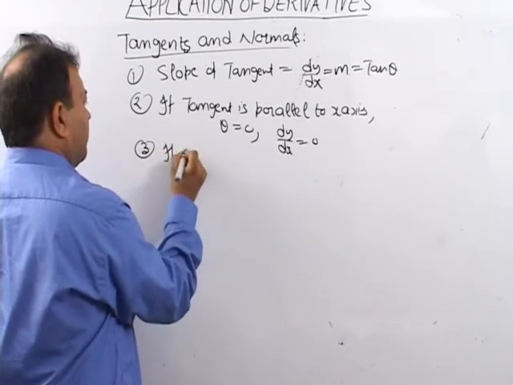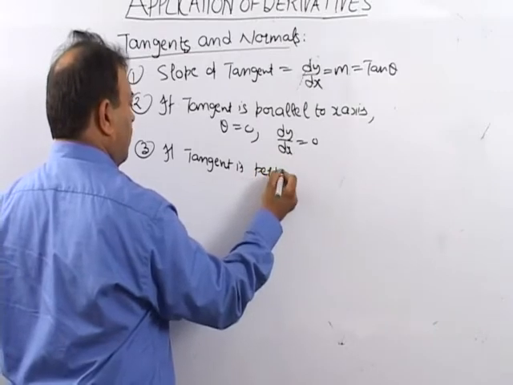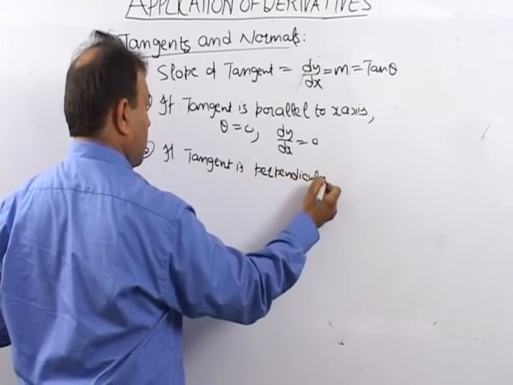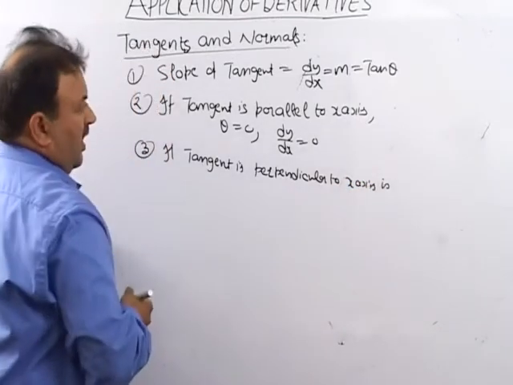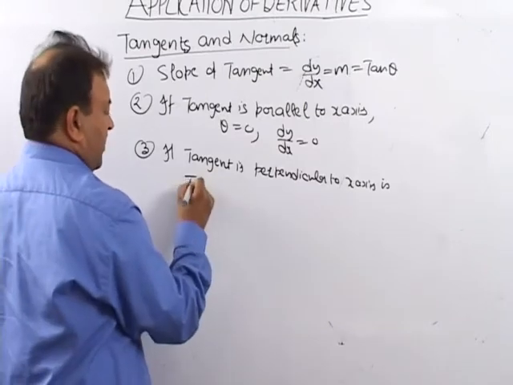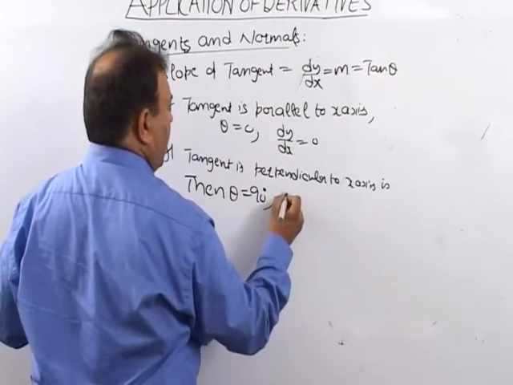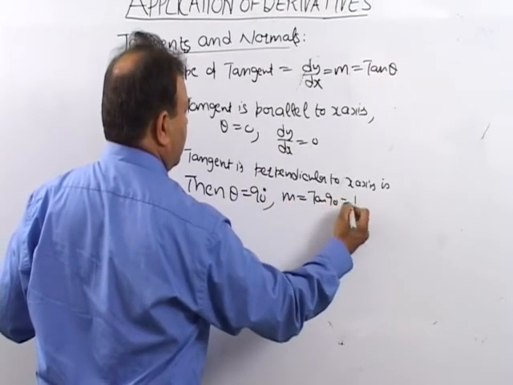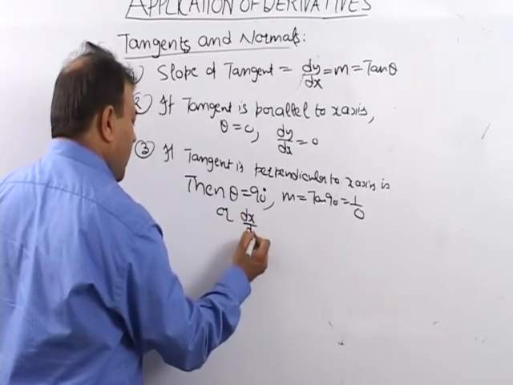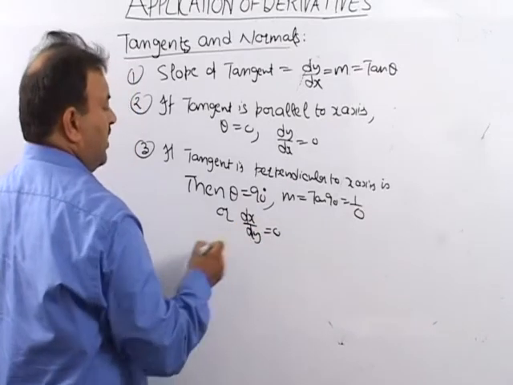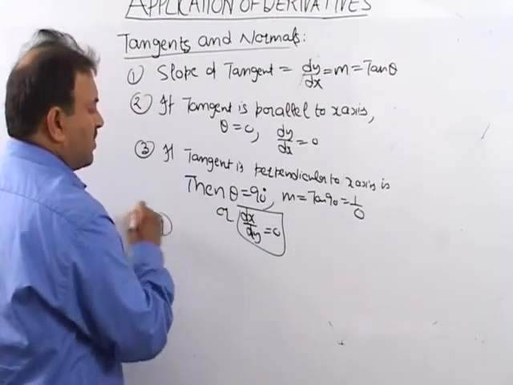The third thing is, if tangent is perpendicular to x-axis, then theta is equal to 90 degrees and m is equal to tan of 90 degrees, it is 1 upon 0. Or I can say dx upon dy is equal to 0. This is when tangent is perpendicular to x-axis.